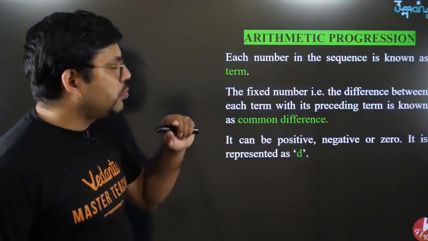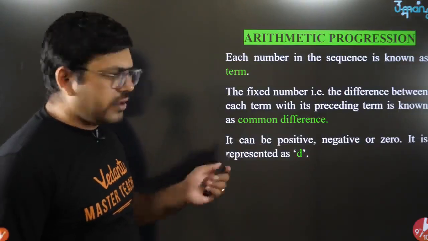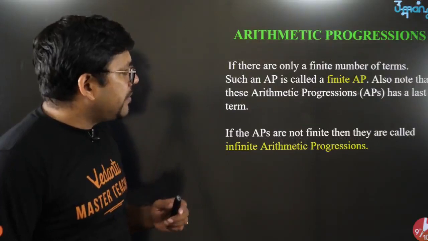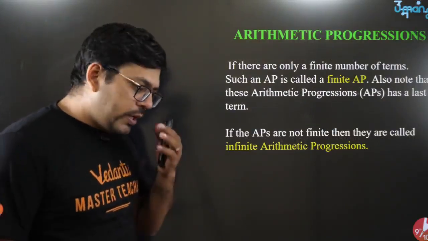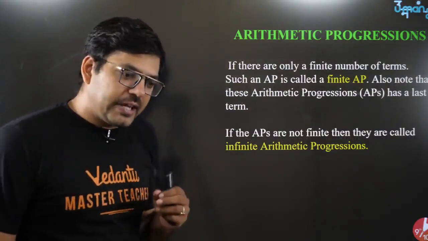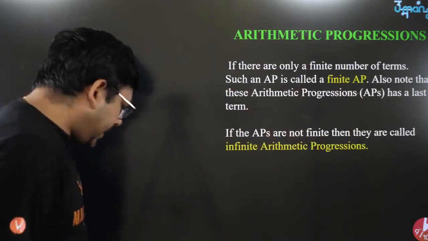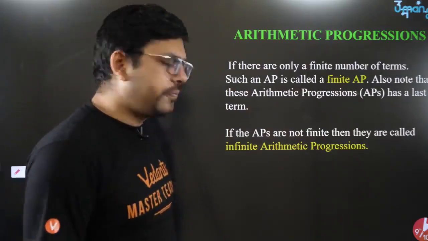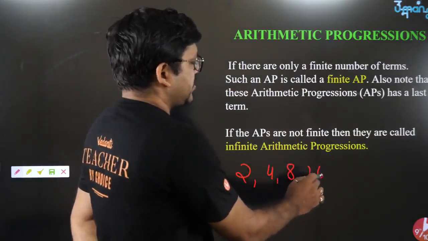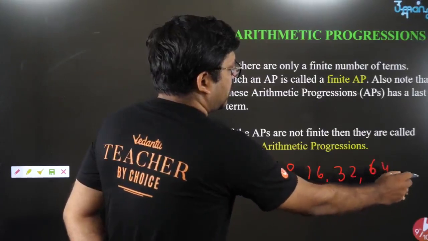So we have a first term known as A, then we have a common difference known as D, and using these terms we get into the AP. Now, before getting into the arithmetic progression, let me tell you that there could be other types of series as well. Let me give you some examples. Say, for example, I may take a series like 2, 4, 8, 16, 32, 64 and so on, dot dot dot.